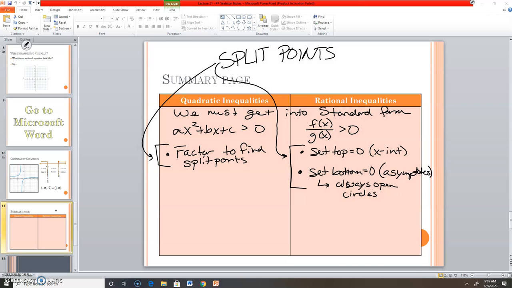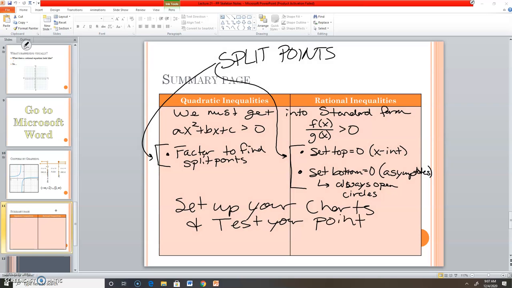Once you find your split points, you're going to set up your charts. Okay, and then you're going to test your points. Okay, and then the last thing, and this is again true for everything, you are going to shade above your true sections. Shade above the true.